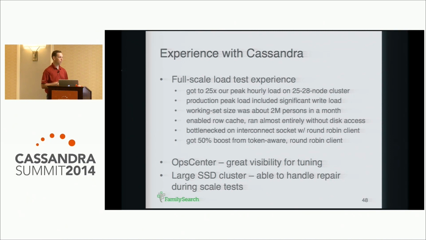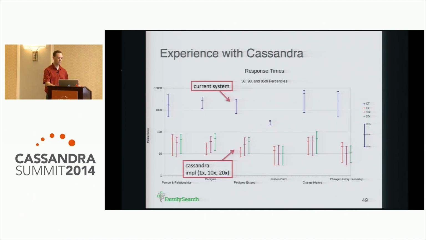And with the round robin client, we ended up doing token-aware round robin and got 50% more throughput. Ops Center was great for visibility of what was going on, and SSDs made it so that we could do a full repair, a rolling repair, while our load tests were running with at least 1x production. So we're definitely going to deploy on SSDs.